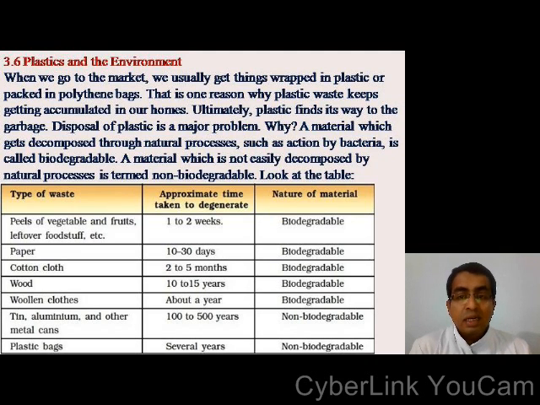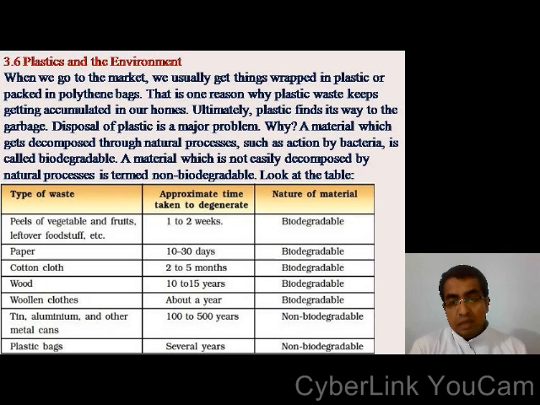For example, the vegetables. Whereas a material which is not easily decomposed by natural processes is termed non-biodegradable. So we have got biodegradable and non-biodegradable. Biodegradable can easily be decomposed by the action of bacteria, whereas non-biodegradable cannot be decomposed by the natural processes.